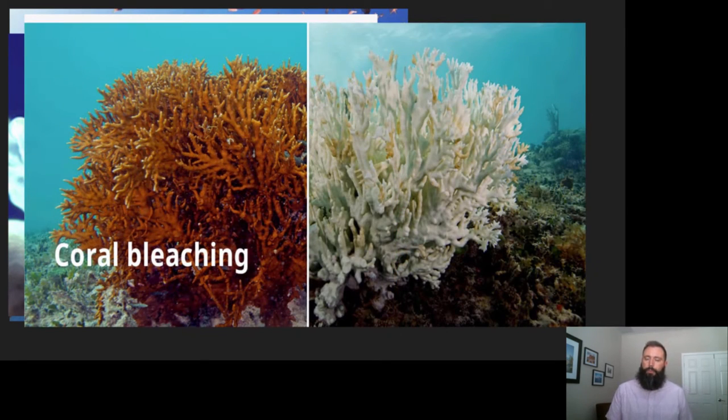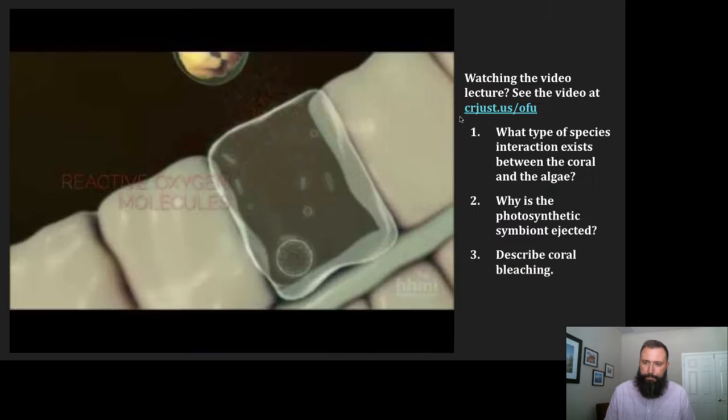So this is what coral bleaching looks like on the right, normal coral on the left. Even a slight increase in temperature can really impact that coral, ejecting that algae and bleaching the coral white.